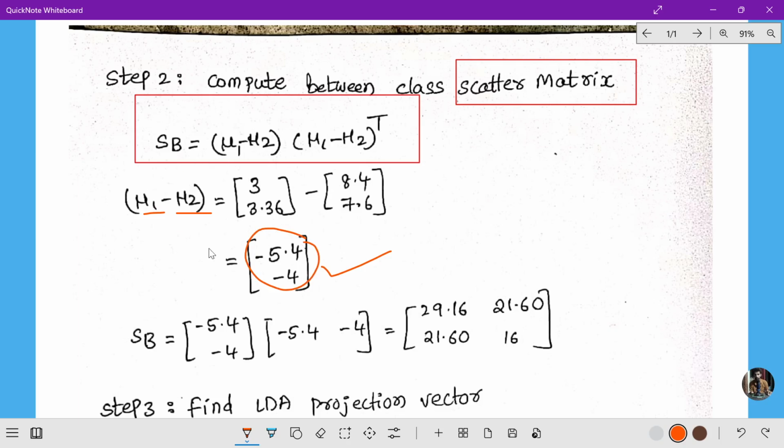So what is the formula here? (mu1 minus mu2)(mu1 minus mu2) transpose. So we have minus 5.4, minus 4 as the values, and you just do the transpose. So the final answer of this one is 29.16, 21.60 and so on.